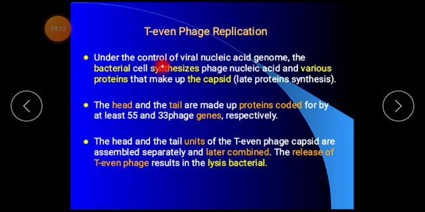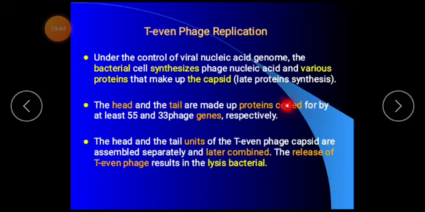Those viral proteins are used in the formation of the capsid in the process of DNA replication or viral replication. The head and tail are made up of proteins coded by at least 5 and 3 phage genes respectively. For the head and tail of the T-even phage, they are made up of coded proteins. These are codings, subunits that are used to join the nucleotides to one another.